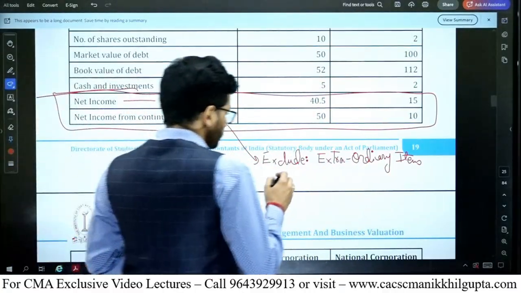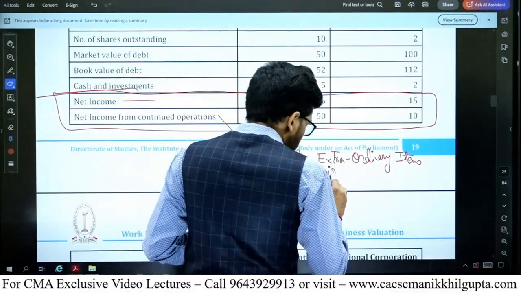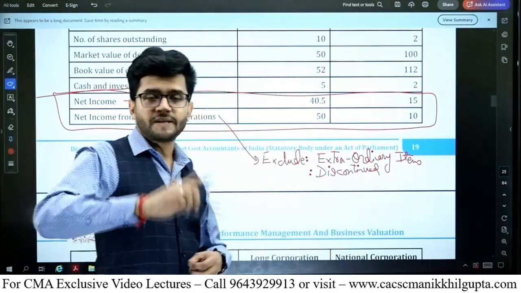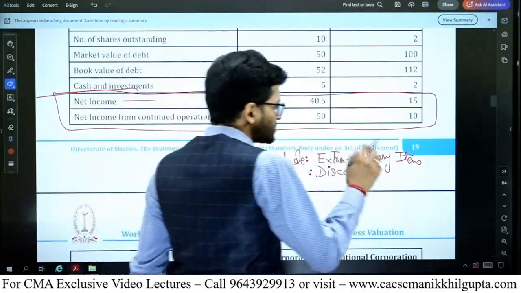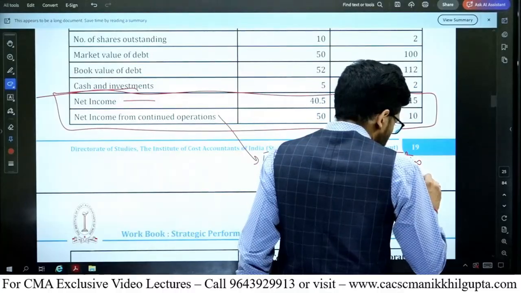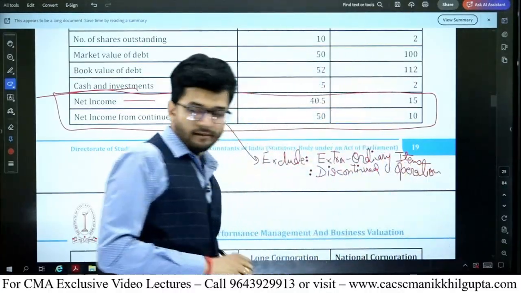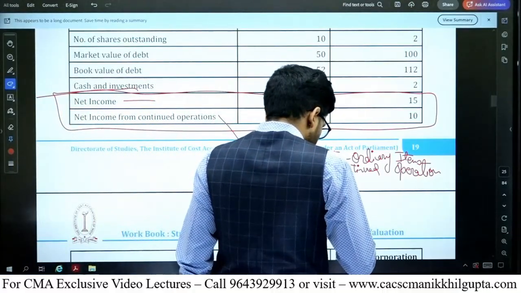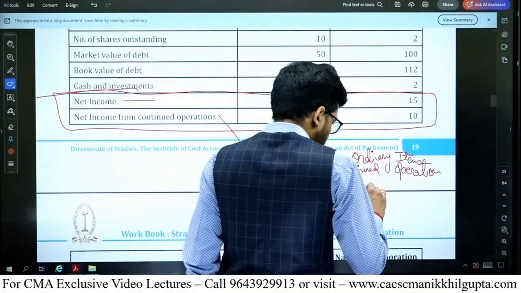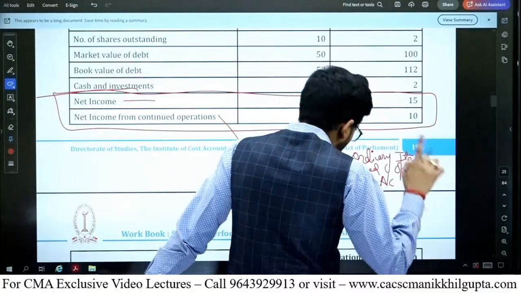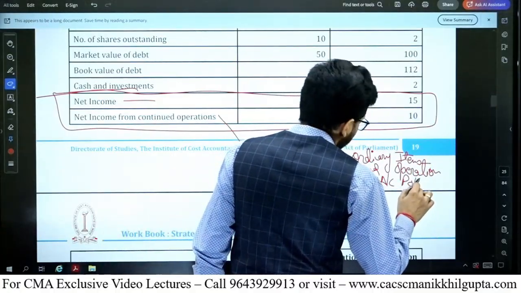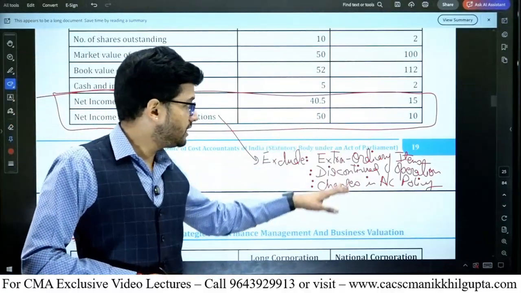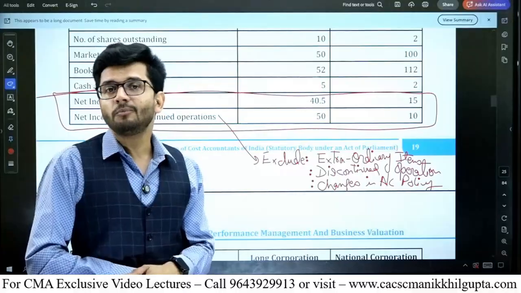Secondly, discontinued operations. In the current year, if there are any income or expenses pertaining to discontinued operations, they will be excluded. And thirdly, we'll exclude the changes in accounting policy, any effect of changes in accounting policy which has been incurred in the current year and which will not happen in the future. Because policy doesn't change every year. Please note that policy doesn't change every year. So these are the three things which are excluded from income from continued operations.